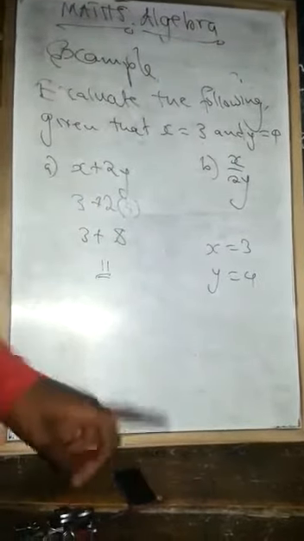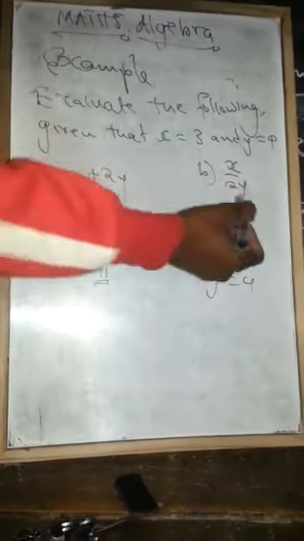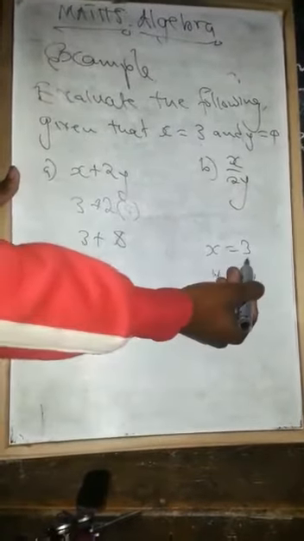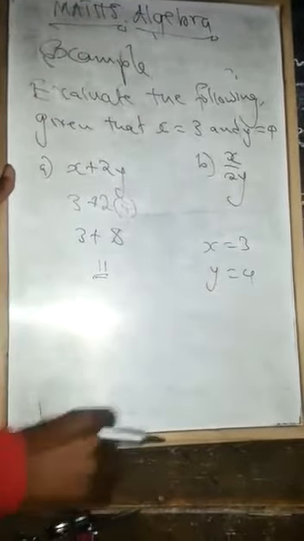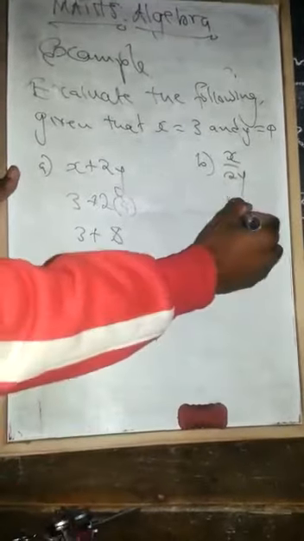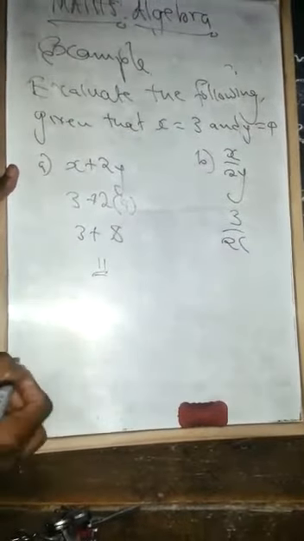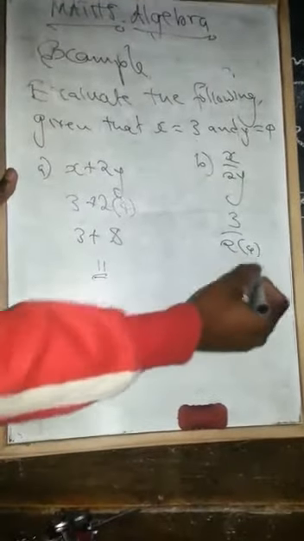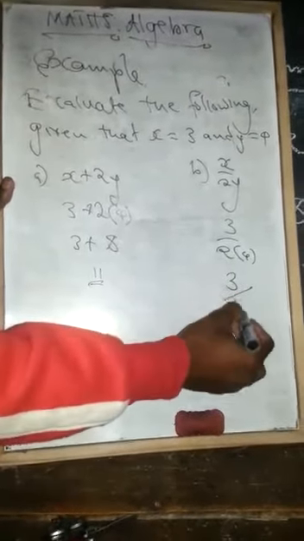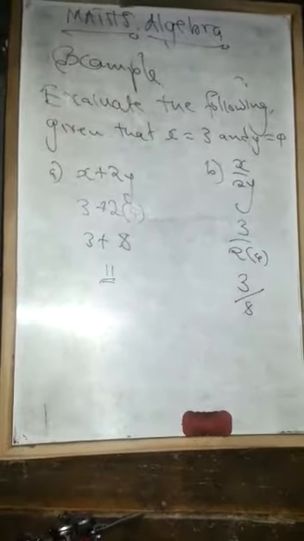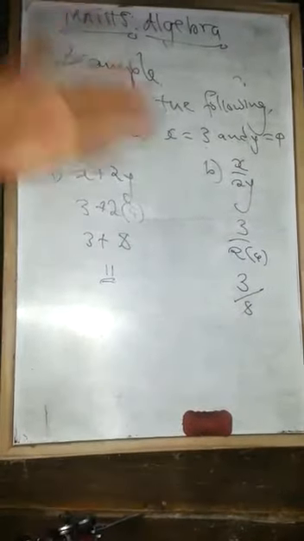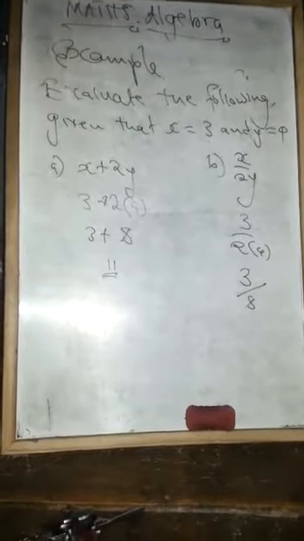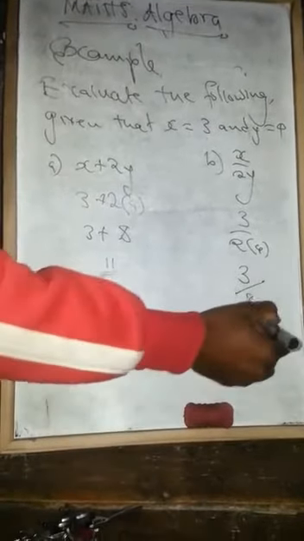Next expression, we have x over 2y. Remember, we have our value of x, which is 3, and the value of y, which is 4. So we say 3 over 2 open brackets, the value of y, 4. So we have our fraction, 2 times 4, which is 8. When we reach this stage, we're supposed to find out if there is a common factor of both 3 and 8. If there's a common factor, you can simplify. But if there's no common factor, this is the final answer.